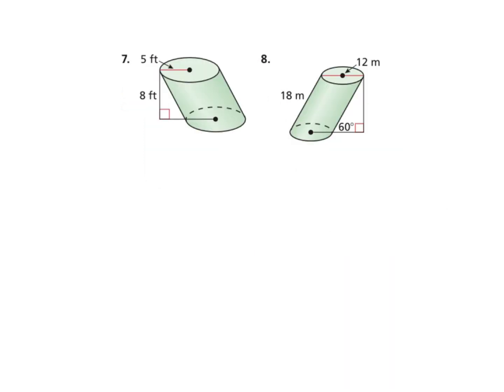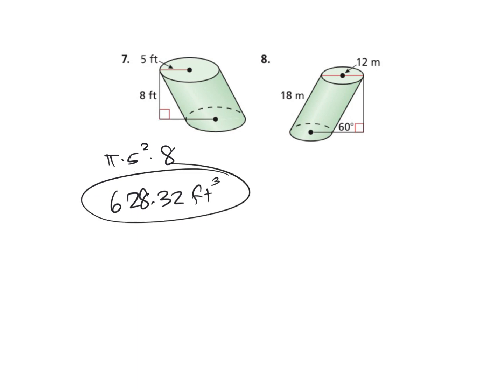Number 7, again, pi r squared. The radius is 5 times the height. So 25 times pi times 8, and that gives us 628.32 cubic feet.